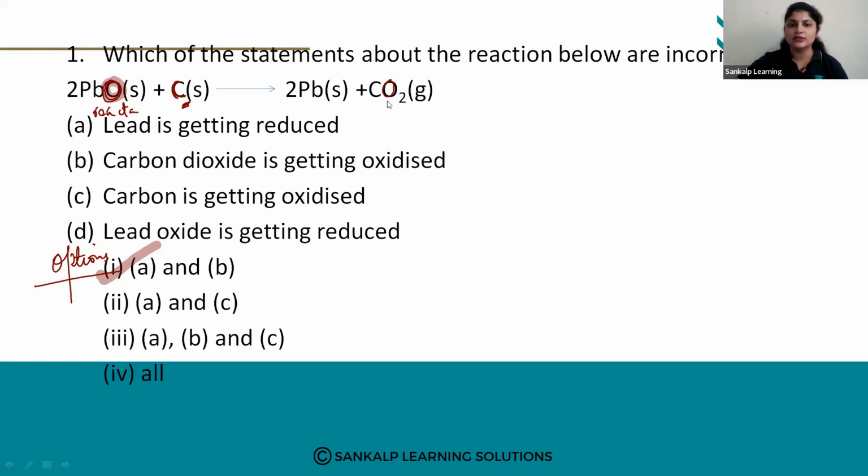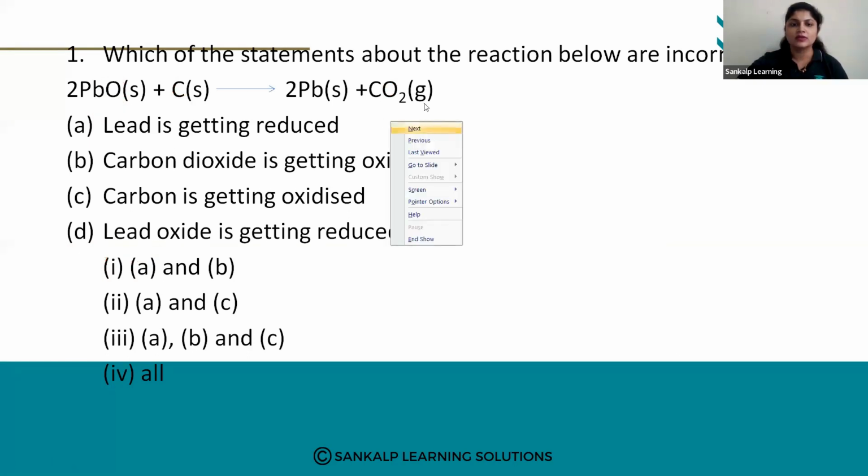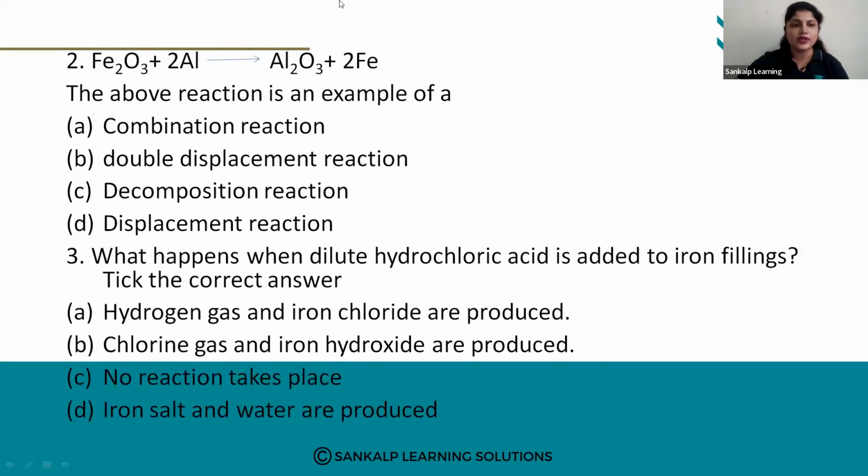So we'll go for the next one. Fe2O3 plus 2Al giving you Al2O3 plus 2Fe. The above reaction is an example of: A, combination reaction; B, double displacement reaction; C, decomposition reaction; and D, displacement reaction.